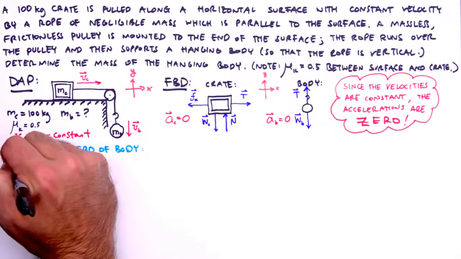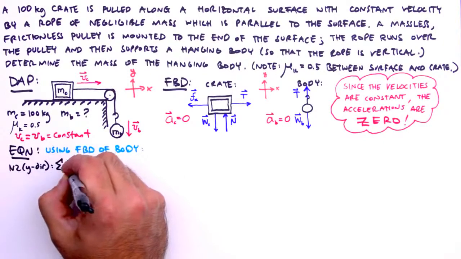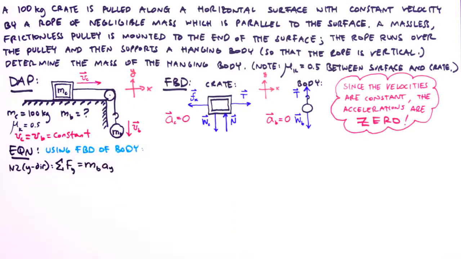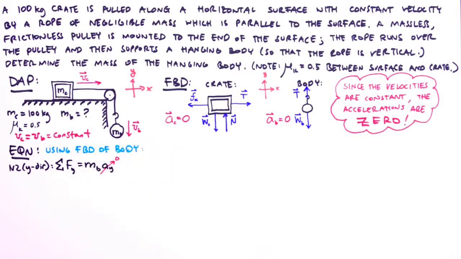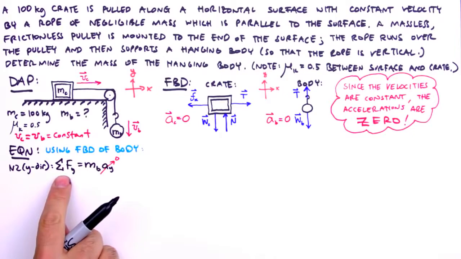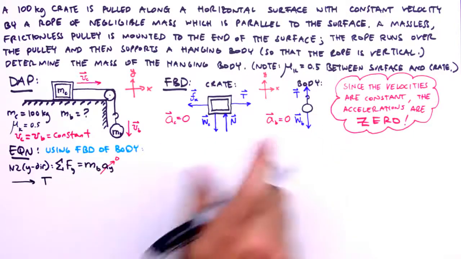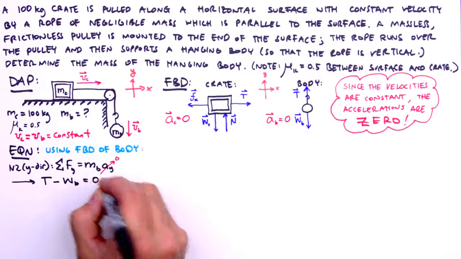Applying Newton's second law of motion to the body in the y direction yields the sum of the forces in the y direction equals the mass of the body times the acceleration of the body in the y direction. As mentioned before, the body's acceleration is 0. Now we sum the forces along the y direction that are acting on the hanging body. In the positive y direction, we have the tension force, and in the negative y direction, we have the body's weight. Set that equal to 0.